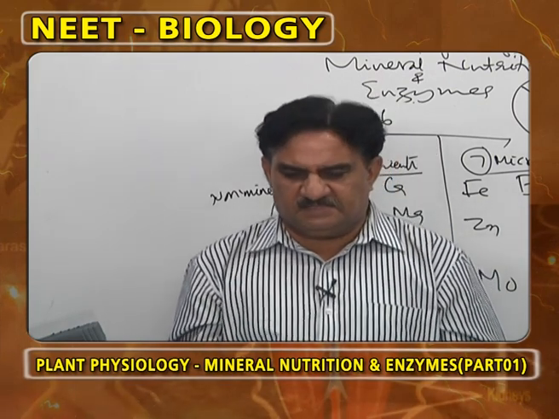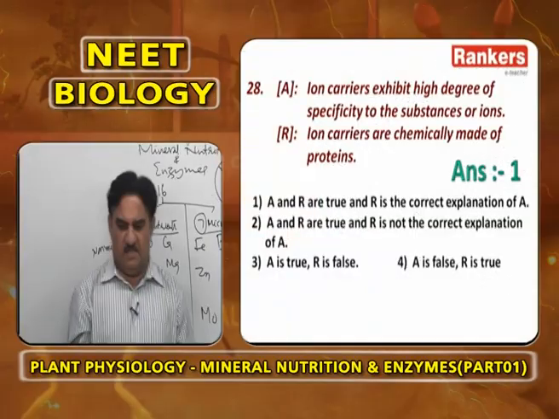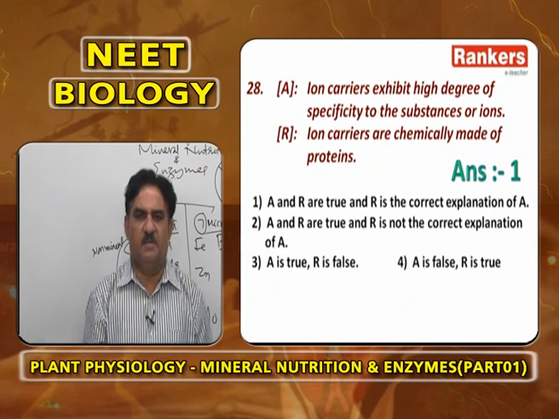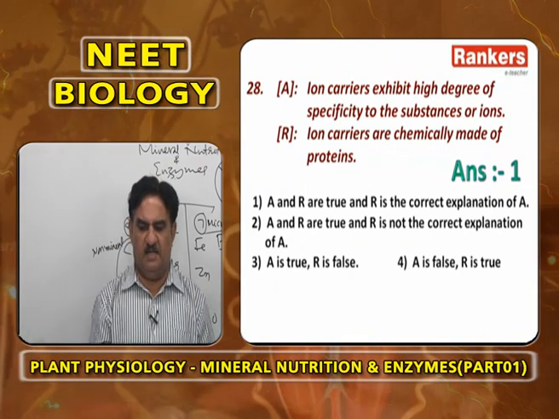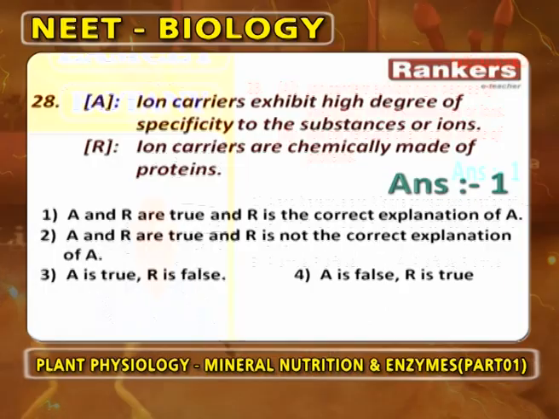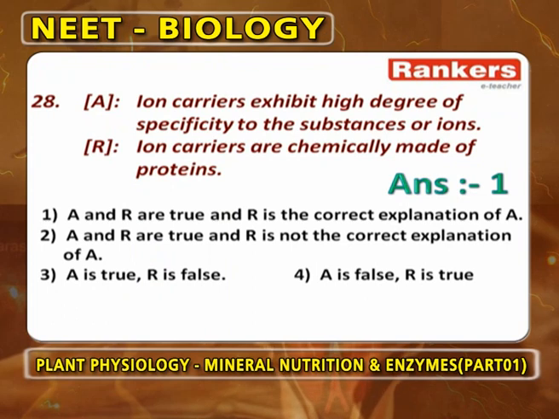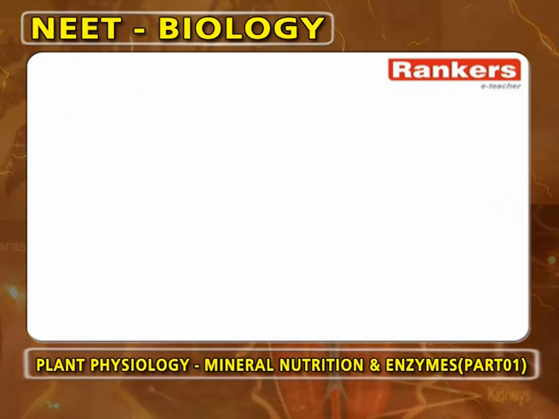That is called specificity. Why they show specificity is because ion carriers are chemically made of proteins. Because they are made up of proteins, they show that specificity. So, ion carriers exhibit high degree of specificity to the substances or ions is correct. Why they are highly specific to ions is because ion carriers are chemically made up of proteins. So, first option for this. Next.